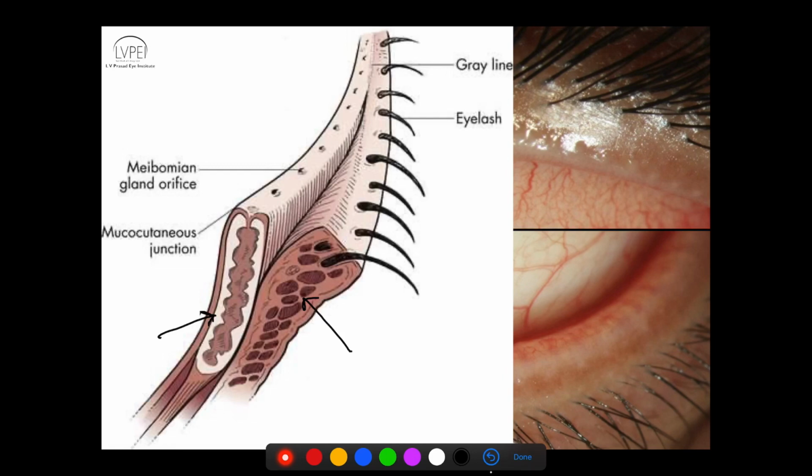Where the anterior lamella meets the posterior lamella, this is called the gray line, simply because it looks gray. So you can see it's very easy to make out here in the upper lid and also here in the lower lid. And the gray line is where the muscle of Riolan attaches, and it's an anatomical landmark and a surgical landmark. All right, it does not have any other functional importance.